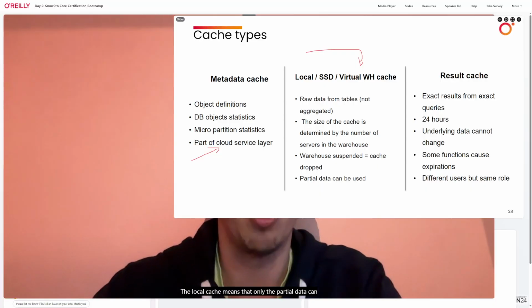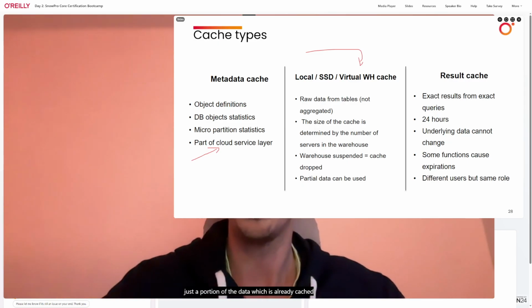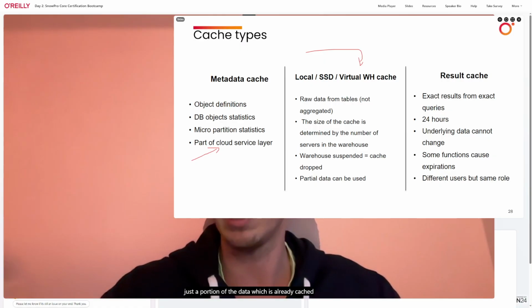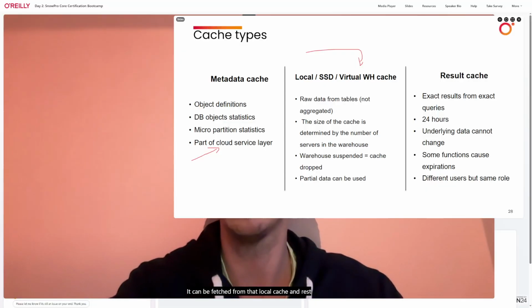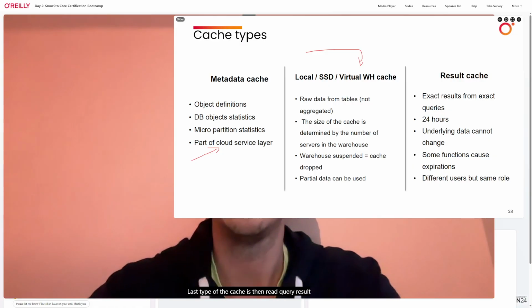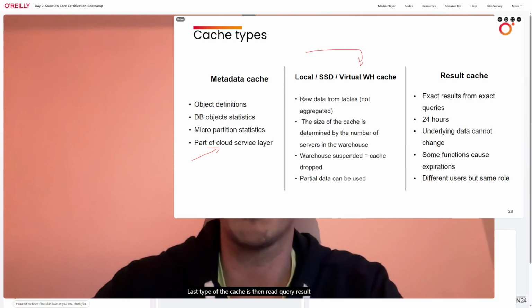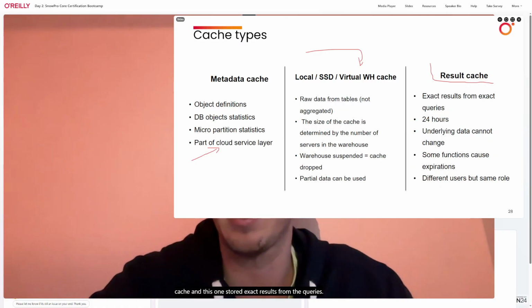The local cache means that only partial data can be used. So when you run a similar query which uses just a portion of the data which is already cached inside that local cache, it can be fetched from that local cache, and the rest that is missing can be fetched remotely.